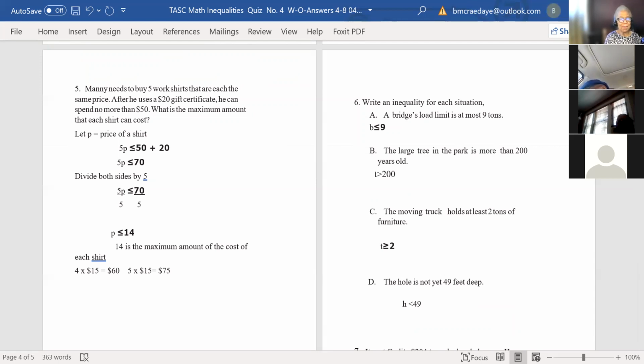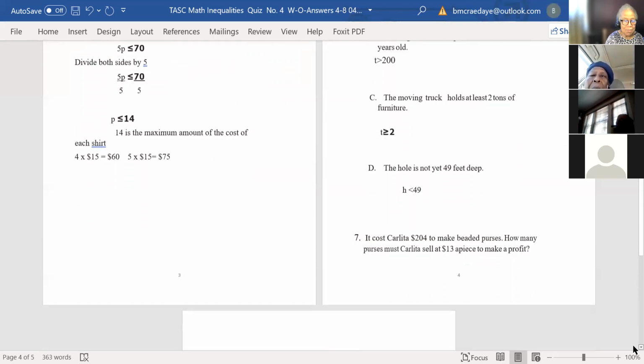So this is how you translate the words into the inequality expression. At most, less than or equal. More than, just the greater than symbol. At least, greater than or equal. Not yet, less than. Any questions on the situations in number 6? No? Okay, all right, so let's go to number 7.